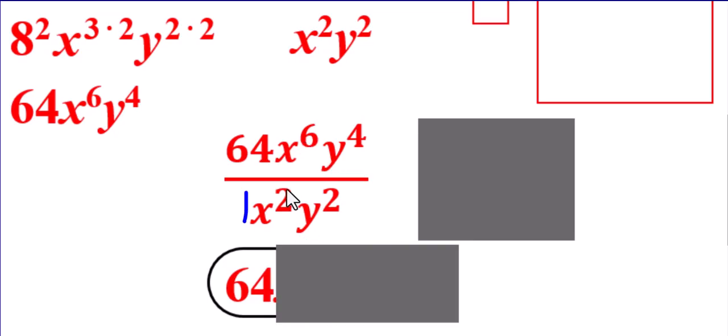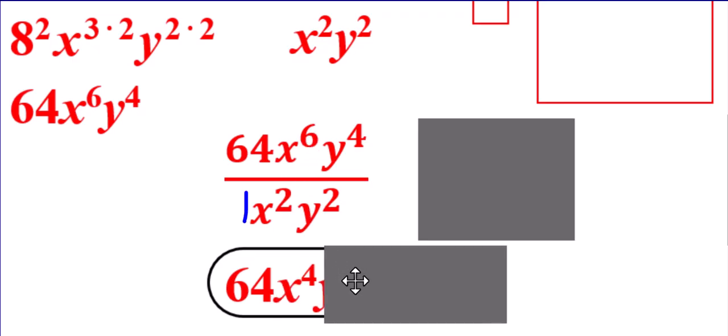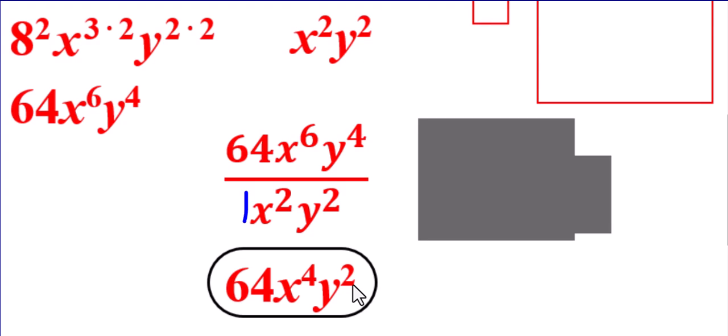So that's not going to change. But what about the x to the 6th and x to the 2nd? Do you remember the shortcut for that? You would subtract their exponents. So 6 minus 2, boom, 4. And then for the y's, subtract the exponents. 4 minus 2, boom, is 2.